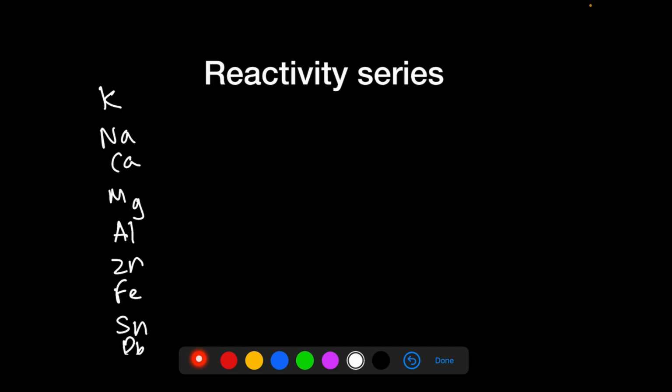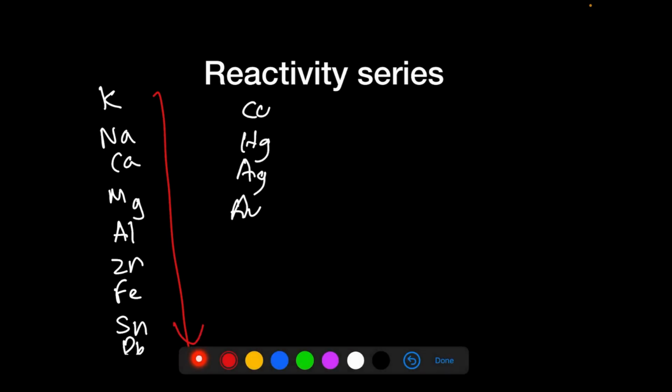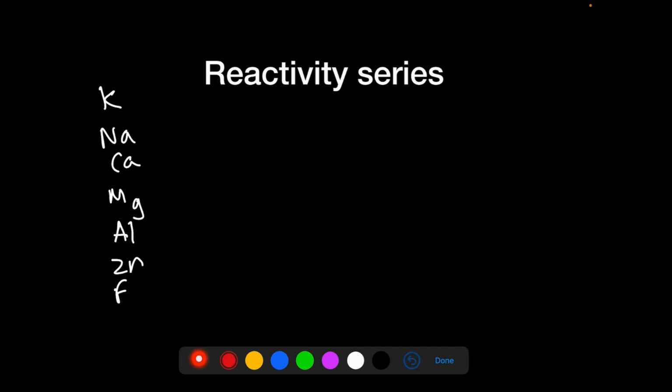Now we look at the reactivity series. Firstly, we have potassium, sodium, calcium, magnesium, aluminium, zinc, iron, tin, lead, copper, mercury, silver and gold. Let me just write it a bit smaller. I'll just clear this up.